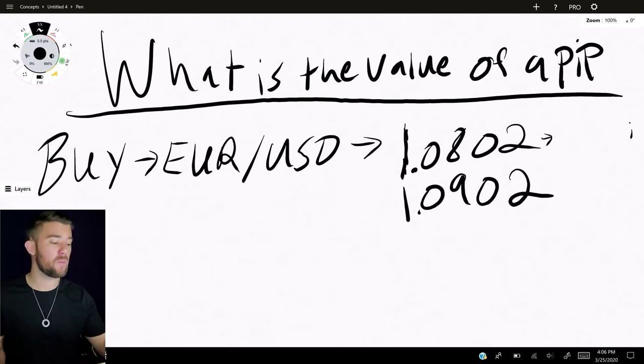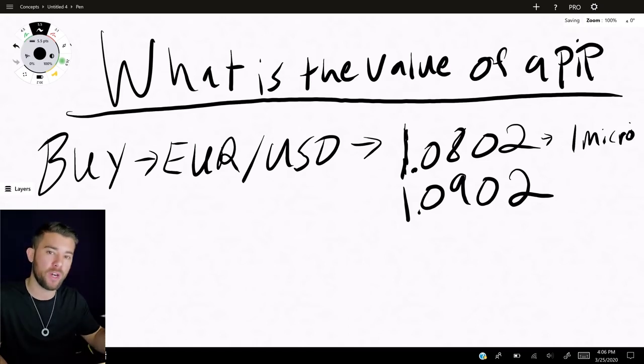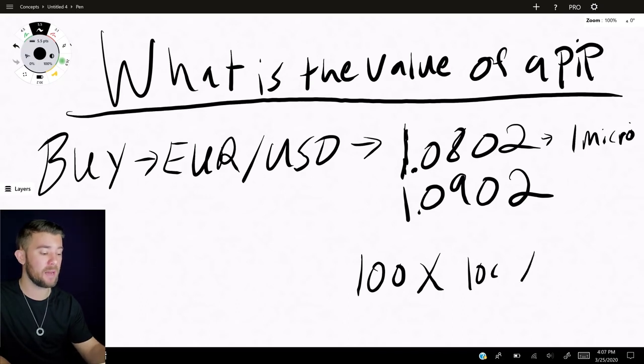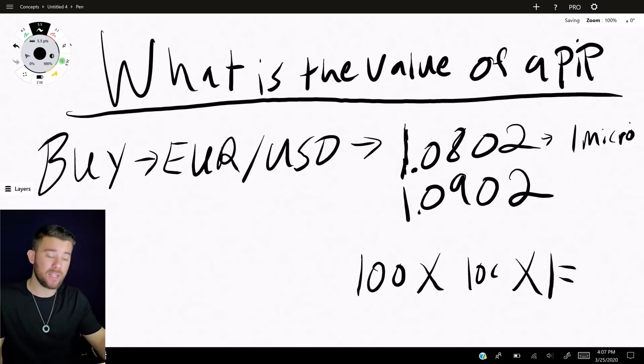So let's say you want to trade one micro lot, and you buy that one micro lot while the market's at 1.0802, just as with the other examples. We go up 100 pips. What does our equation look like? Well, we have 100 pips times 10 cents times the amount of micro lots we're trading, which in this case is 1. What does that equal? That means you would have made $10 on this 100 pip move trading one micro lot.